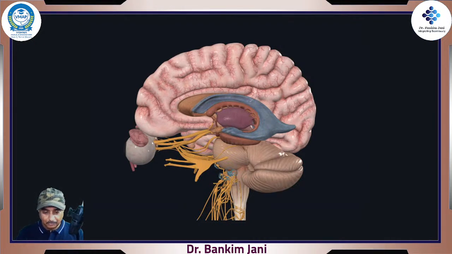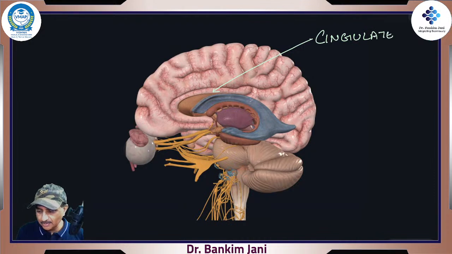First things first, starting with the easiest things. This is the cingulate gyrus, correct? Cingulate gyrus. Now both the halves are connected with each other, they talk with each other.